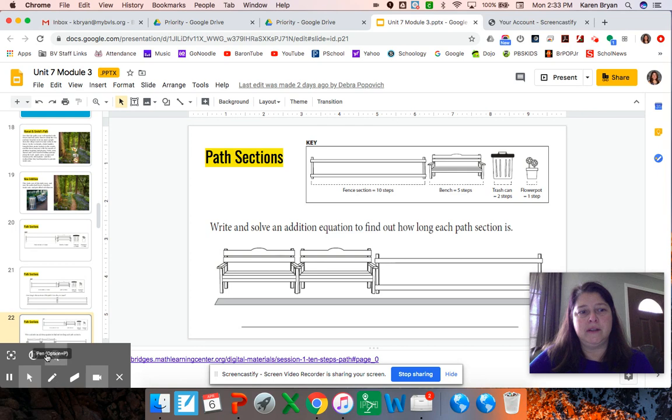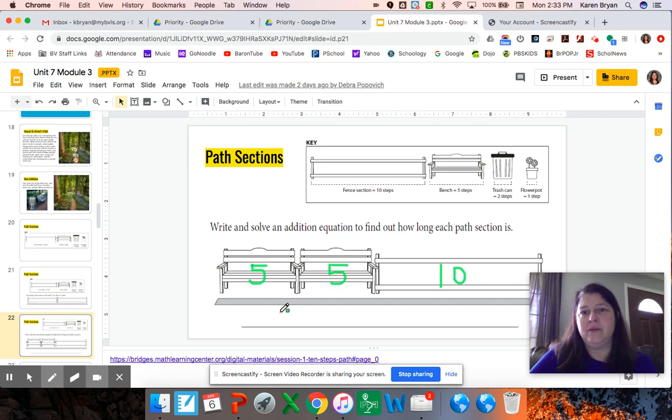Now let's go on to some other things on our path. So now write and solve an addition equation to find out how long each path section is. So if we use our key up here at the top, our key reminds us how many steps each of these things are. A bench is worth 5 steps. Another bench would be equal to 5 steps. And a fence section is worth 10 steps. So what would the addition equation be to find out how long this path section is?